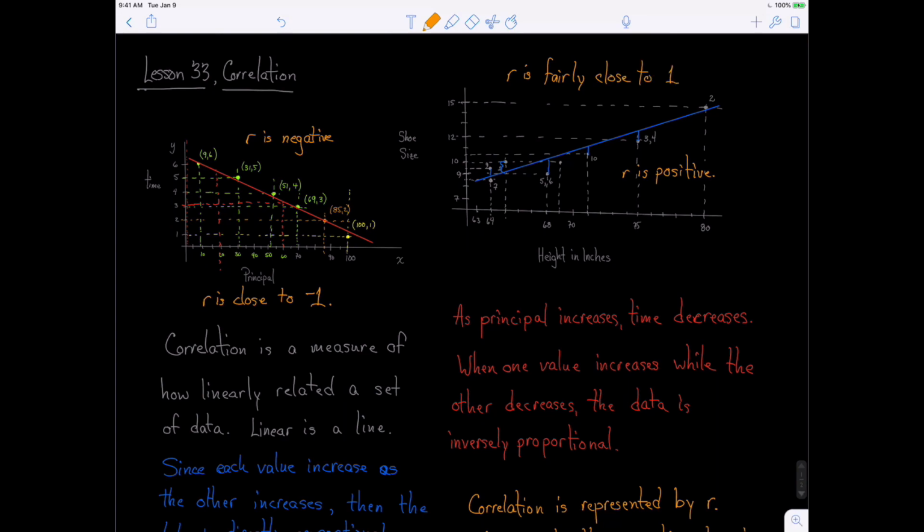Well, in our next video, we're actually going to find out how you calculate R, and we're going to start by doing that with our example of the loan data.